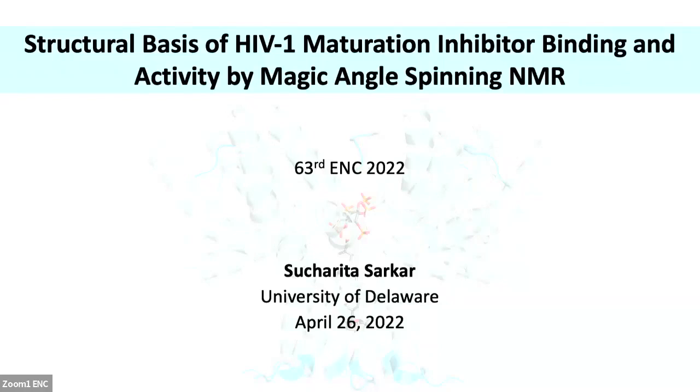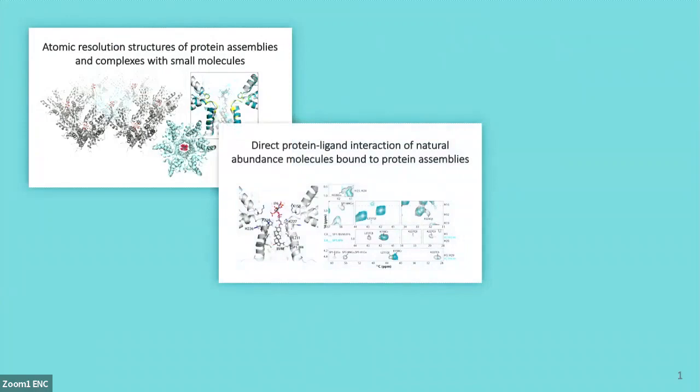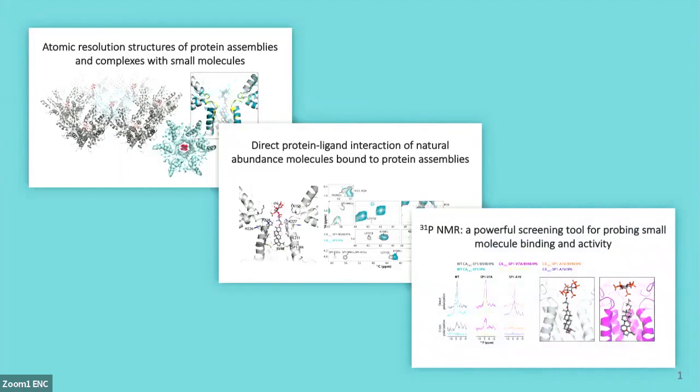So today I will discuss the structural basis of HIV maturation inhibitor binding and activity by magic angle spinning NMR. And I'm going to discuss something really unique from an NMR standpoint. I will tell you three things. First, how to solve the atomic resolution structure of macromolecular crystalline protein assemblies in the presence of a small molecule. I will also tell you how to detect direct protein-ligand interaction of a natural abundance small molecule in protein assemblies. And finally, I will discuss the power of phosphorus NMR for screening small molecule binding and activity inside proteins.